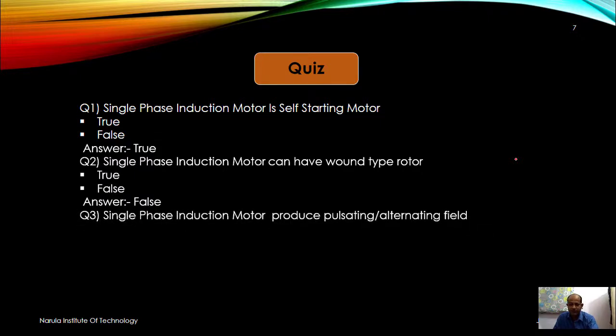Third statement is, single phase induction motor produces pulsating, or rather we can say alternating field. Again the option is between true and false, and the answer is yes, true, because it has a single winding. Up to 2 windings, rotating magnetic field is produced, but for a single winding the magnetic field is pulsating, and that is the reason why single phase induction motor is not a self-starting motor, right?